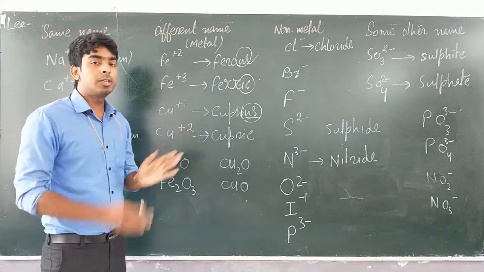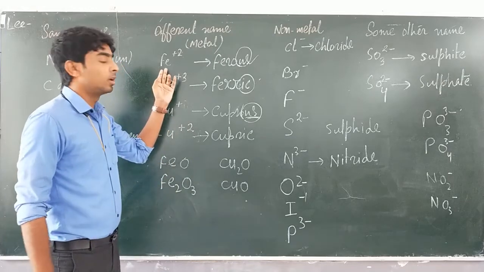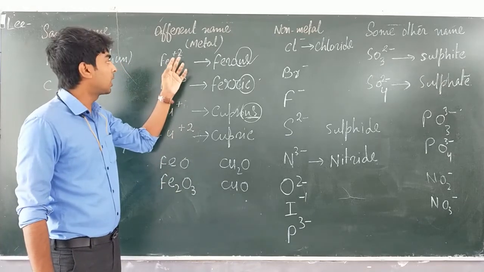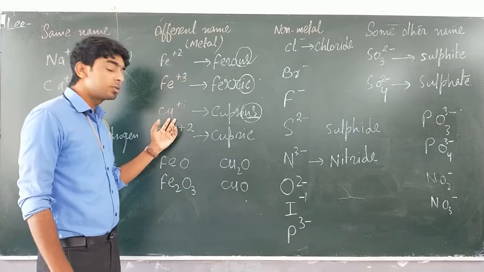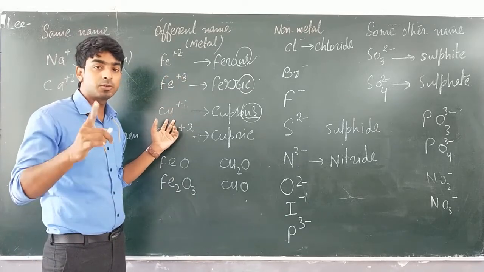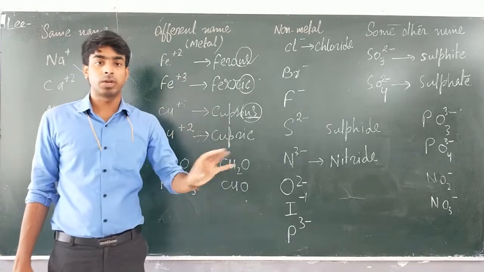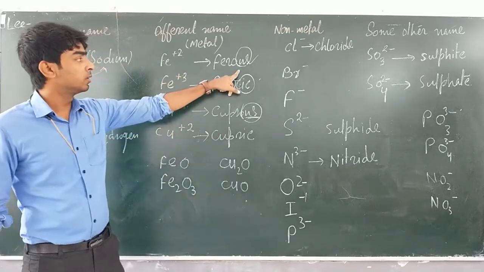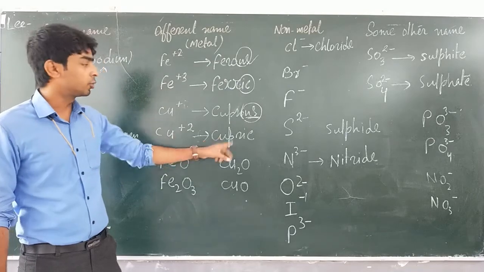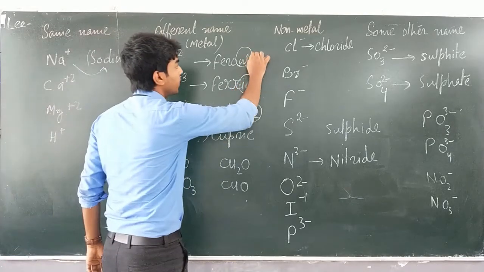Now remember, the least possible charge iron, or ferrum, may have is plus 2. The least possible charge copper may have is plus 1. So we're going to look at the least possible charge, not the number of the charge. Ferrous has the least, copper has the least. So it will always be ferrous.